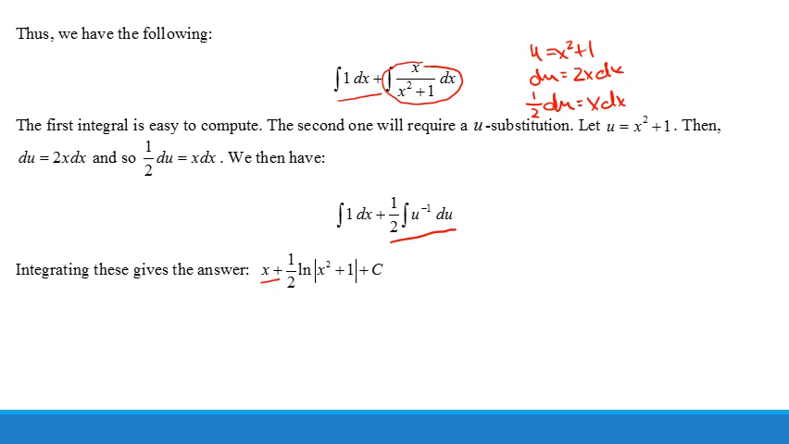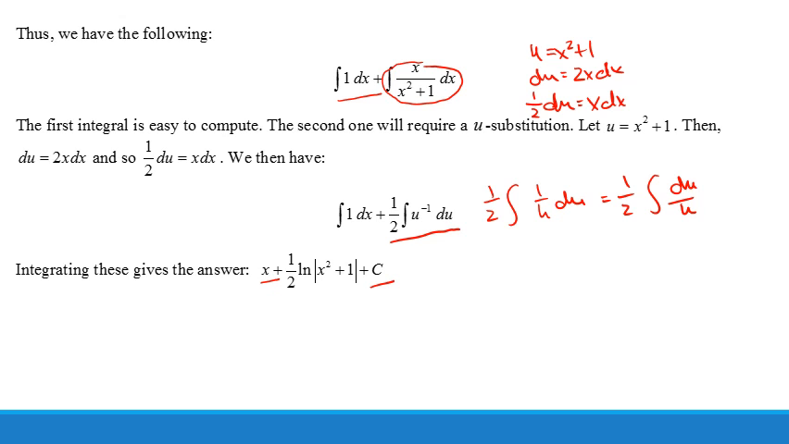Then what do we have? We have 1/2 the integral of u to the minus 1 du. I know that's the natural log rule since it's u to the minus 1. You could also think of this as 1/2 the integral of 1 over u du, or 1/2 the integral of du over u. All of those should signify that the rule you need to use is natural log. So our answer: integrate 1, you get x. Integrate 1/2 u to the minus 1, you get 1/2 natural log of u, which was x squared plus 1.